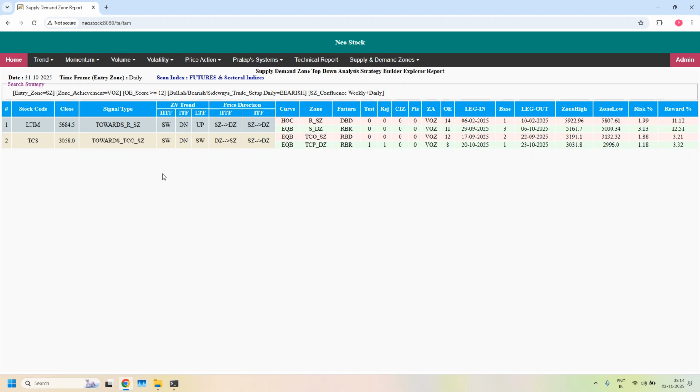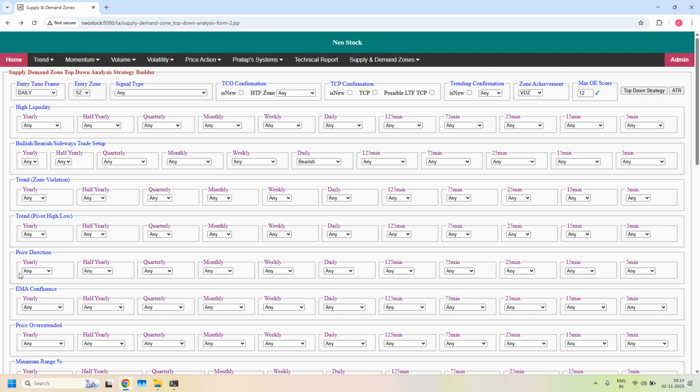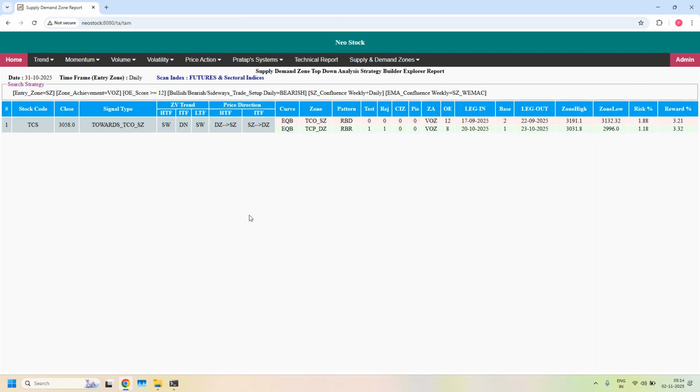Let's further apply the filter weekly supply zone having weekly EMA confluence. Because weekly trend is downtrend, you can apply EMA confluence at weekly supply zone. 1 stock is filtered. So this daily supply zone might have more high probability to succeed, provided at least 20 checklist items are satisfied, otherwise higher chances of zone violation.